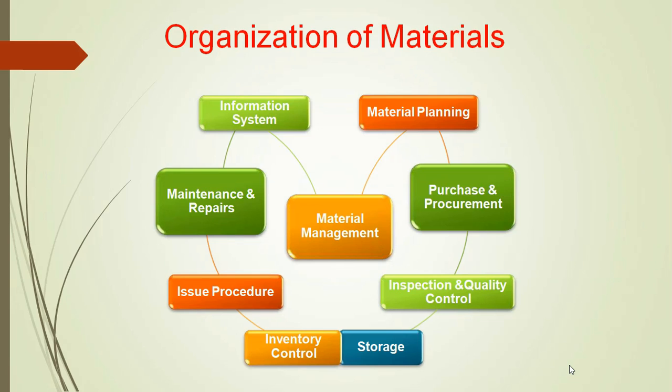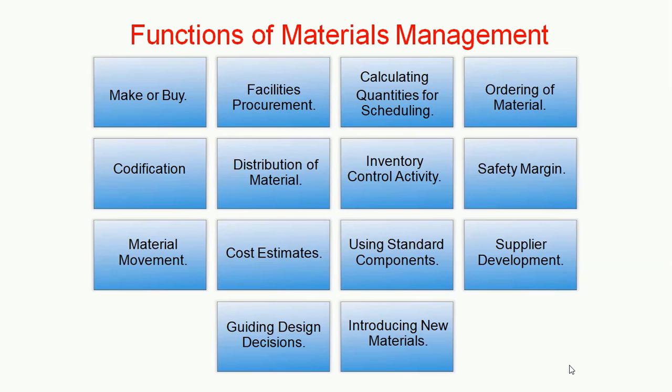So the organization of materials comes with a flow. First material planning, then purchase and procurement, then inspection and quality control, then storage, inventory control, issue procedure, maintenance and repairs, and information system. So in the functions of material management, we can make or buy.